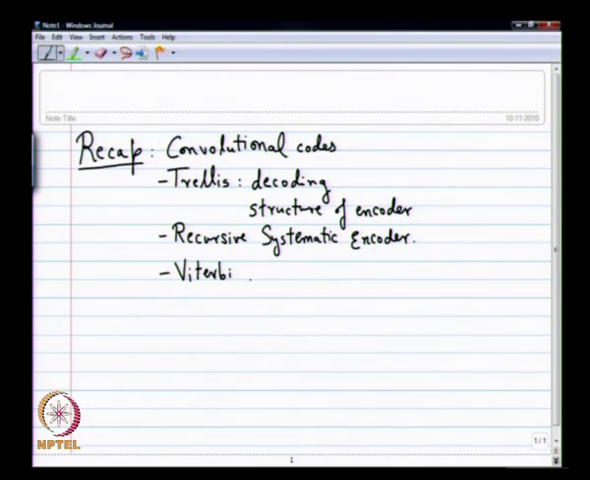algorithm. This is the ML decoder for convolutional codes, and what we are going to see next is called the BCJR algorithm.